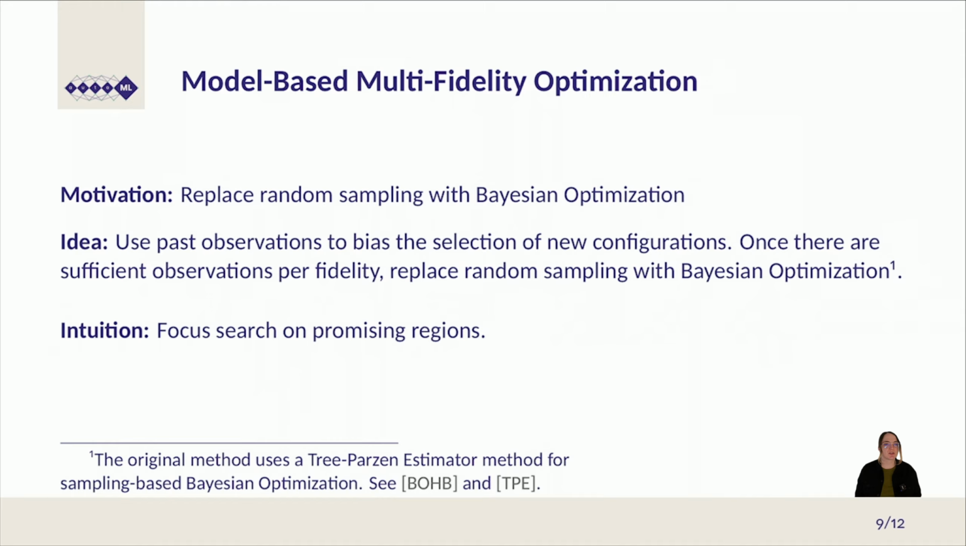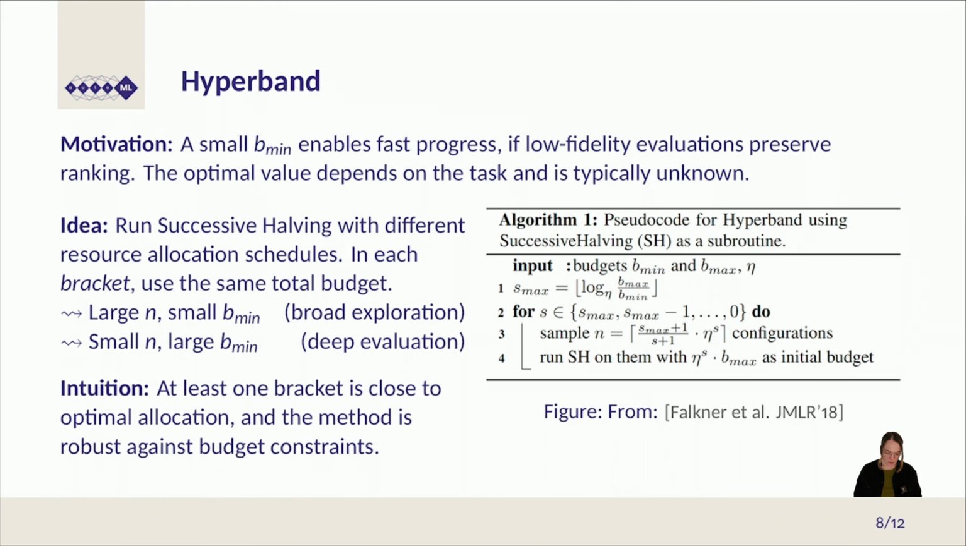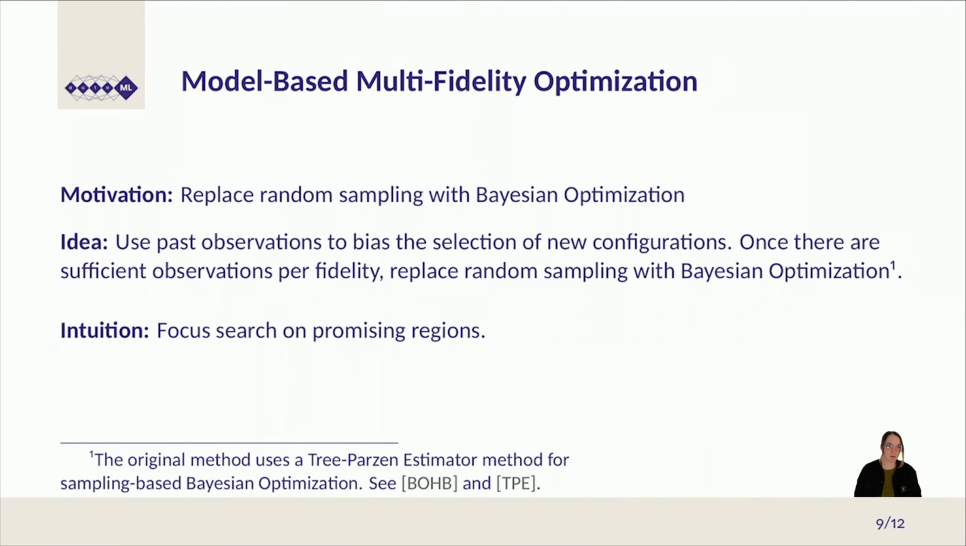The second extension is getting a model in there, combining this with Bayesian optimization. The idea is we use past observations to bias the selection of new configurations. And of course, the surrogate model needs to know at which fidelity level we are. So once there are sufficient observations per fidelity, or per budget, we can replace random sampling with Bayesian optimization. So in our pseudocode, instead of sampling configurations at random, we sample them from a model. And the intuition here is that we can exploit promising regions even faster.